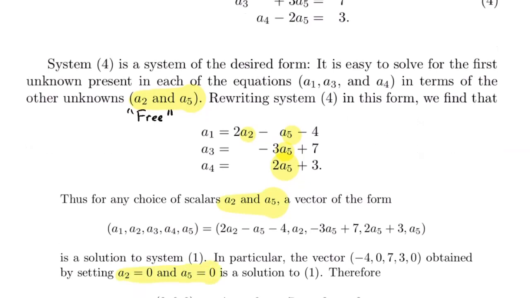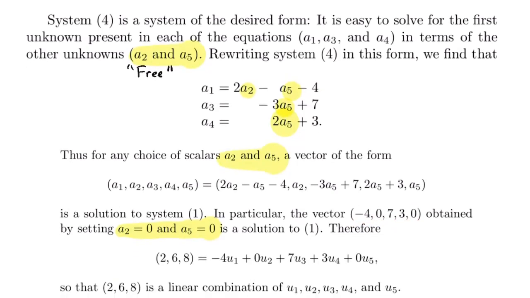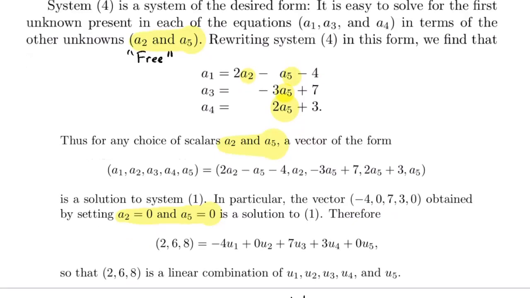Pick a2 and a5 to be 0, the easiest values to plug in. If you do that, then it forces a1 to be -4, it forces a3 to be 7, and it forces a4 to be 3. So there is a solution in the sense that if we take a1, 2, 3, 4, and 5 to be those values, then that linear combination will yield our vector 2, 6, 8. So it in fact is.